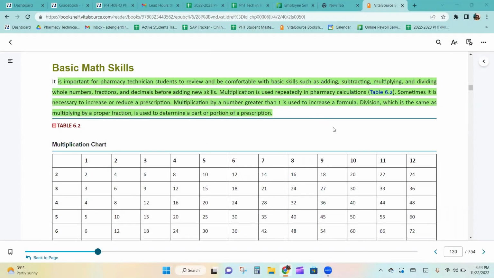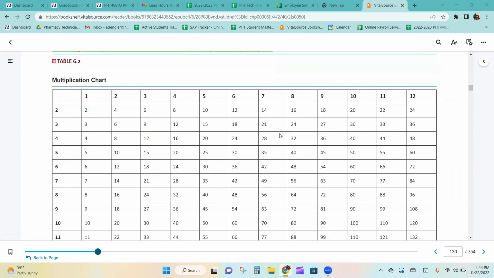It is important for pharmacy technician students to review and be comfortable with basic math skills, such as adding, subtracting, multiplying, and dividing whole numbers, fractions, and decimals before adding new skills. Multiplication is used repeatedly in pharmacy calculations. Sometimes it is necessary to increase or reduce a prescription. Multiplication by a number greater than 1 is used to increase the formula, and division, which is the same as multiplying by a proper fraction, is used to determine a part or portion of a prescription.